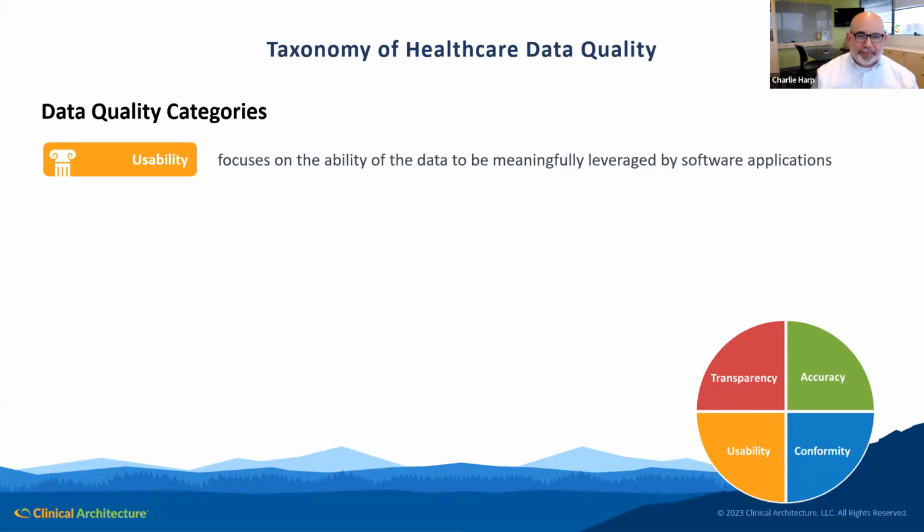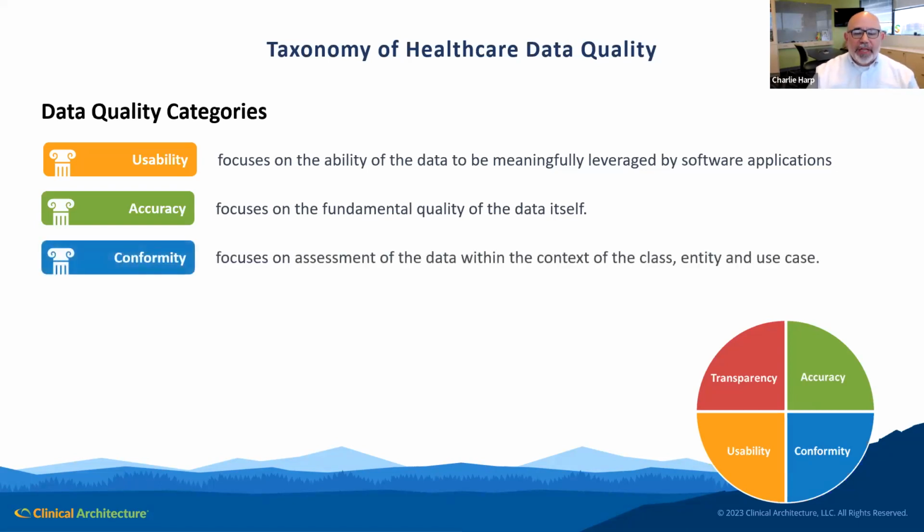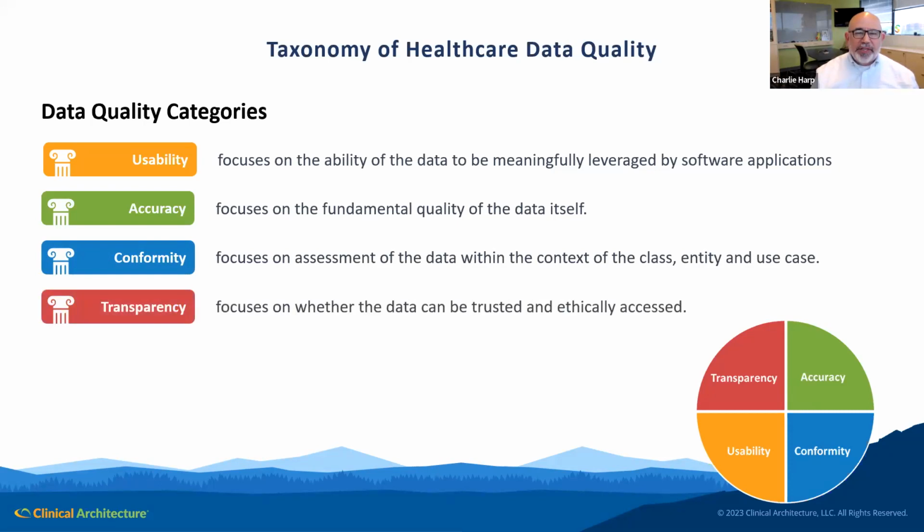Can I use it? The second category is accuracy, which focuses on the fundamental quality of the data itself. And that tends to be more at the granular level of the data. And I get more into that as well. Conformity is really about the assessment of the data within the context of the class and the entity and the use case. And transparency focuses on whether I can trust the data and whether I can ethically access the data.